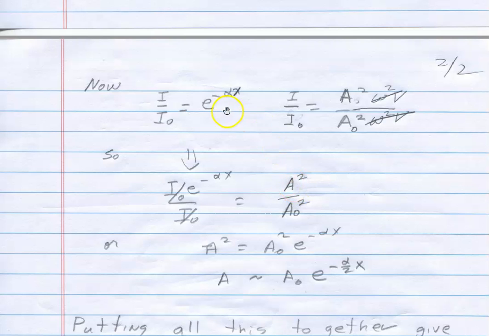And what's interesting is the amplitudes go as minus alpha x over 2, with alpha being the absorption coefficient, but the amplitudes, because they're related essentially by the square, the intensity is proportional to the square of the amplitude, the exponential factor here is half that value, and it falls off exponentially half as fast.